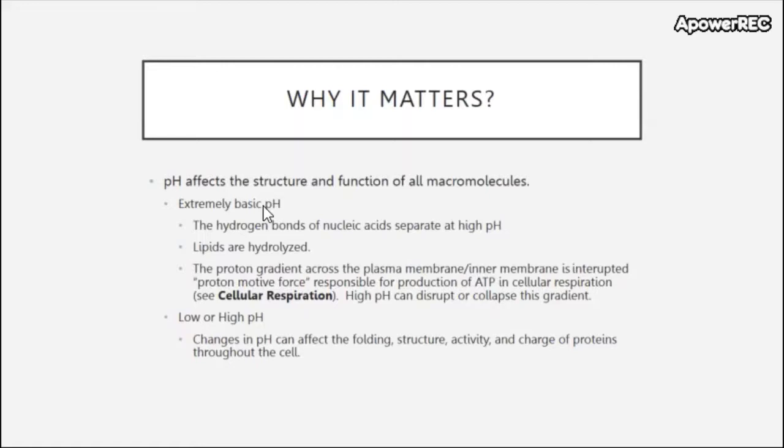And also, under low or high pH, this can dramatically affect the folding, structure, activity, and charge of proteins throughout the cell. And proteins are very important tools for all sorts of different processes in the cell.